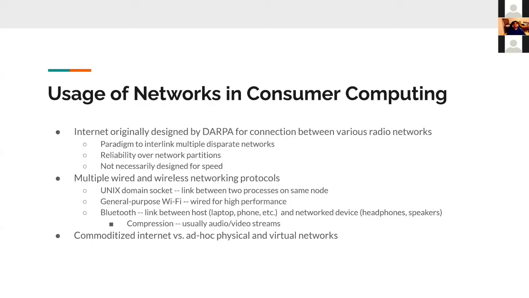Aside from that, there's also just general purpose Wi-Fi. You can use wired Ethernet for high performance, and wireless Ethernet for your generic use cases. That's obviously the most common way in which we use the internet today. Aside from that, we use the internet just as a network in that way. Aside from that, Bluetooth is actually a network connection.